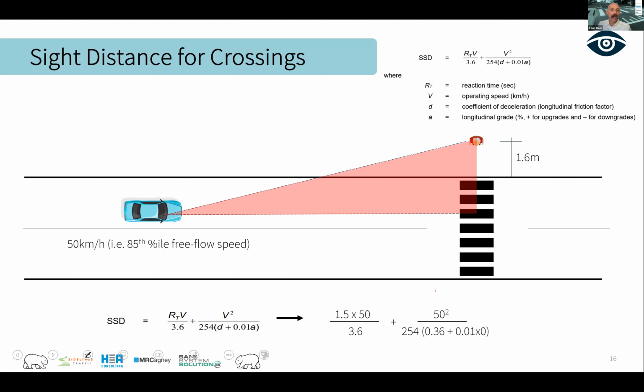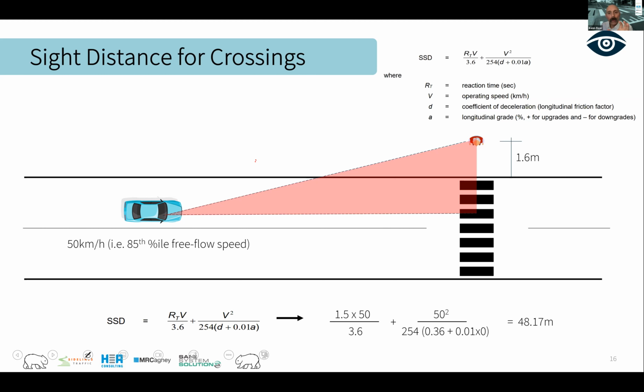We simply go reaction time 1.5, and then we go the road speed divided by 3.6 to get the meters per second, and we get 50. Don't worry about the calculations too much. We come out with something like 48 meters. That is a pretty decent distance. Now, yes, we're going to have some parking that could come up here, or you might have trees. But let's take that.